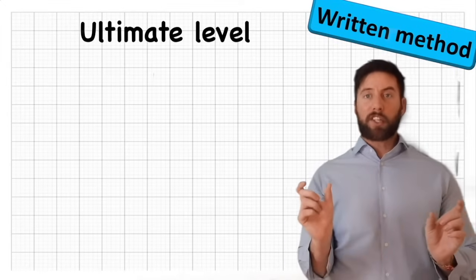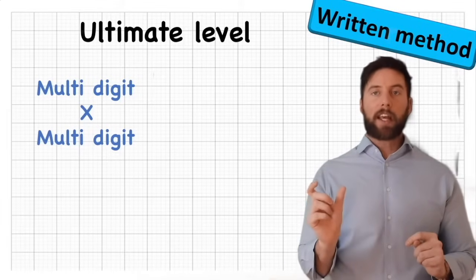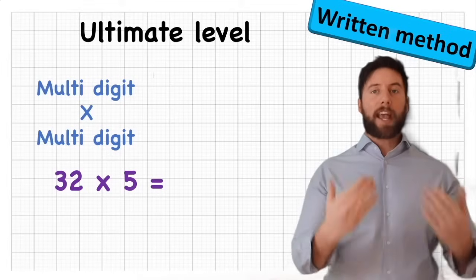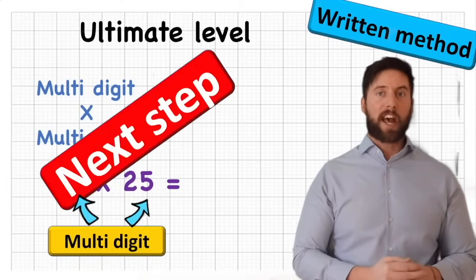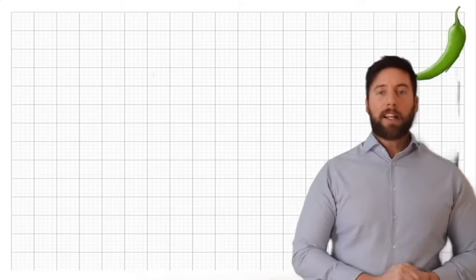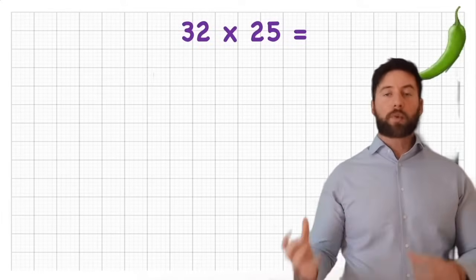We're going to add a multi-digit to the second part too, so it's going to be a multi-digit times a multi-digit, okay? It is a leg up, it is our next progression, and there is a little trick to it, something that we need to learn and something that we need to understand, okay? So, let's start. Let's have a look at a green chili challenge. So let's use the example 32 times 25.